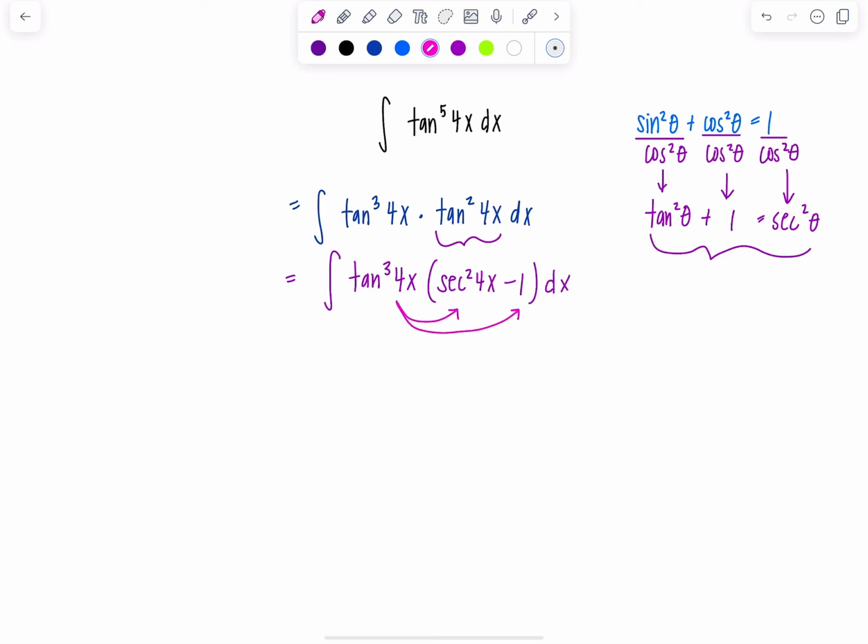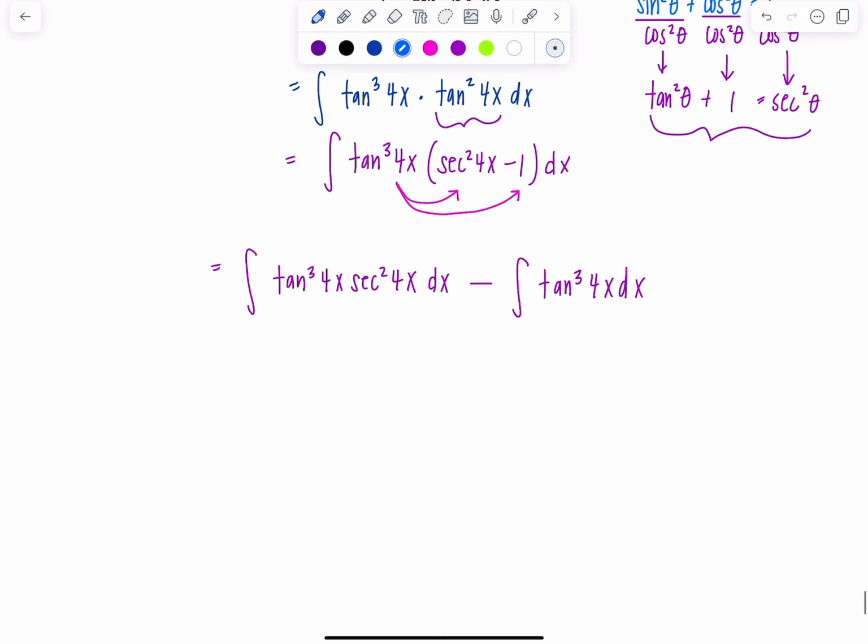So from here, I want to distribute, and I'm going to have integral tan cubed 4x secant squared 4x dx. I'm separating it. Oh, I sure am. Integral tan cubed 4x dx. All right, are we ready to roll? Pretty much here, I want you to notice all you need to do is a u sub. You're going to let u be tangent 4x, not tangent cubed. That would make du very nasty. Try it if you don't believe me.